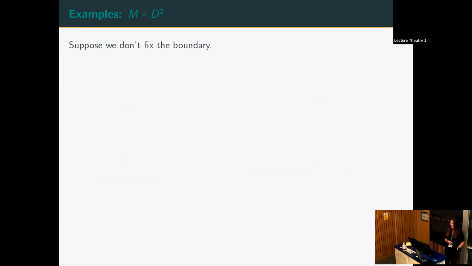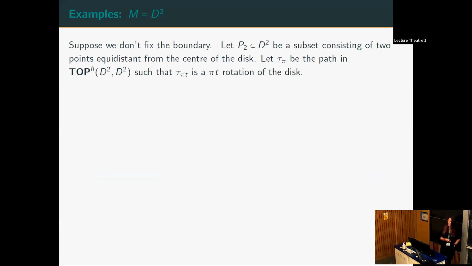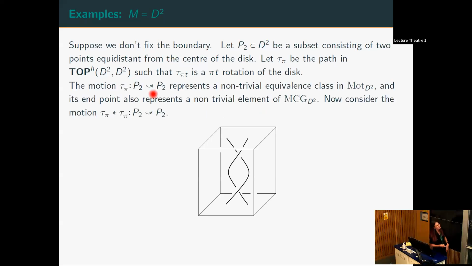I think it's also quite interesting to look at what happens when we don't fix the boundary of d squared. So if we consider the example where we have d squared and we have 2 points in the disk which are equidistant from the center of the disk, then we can consider the path of self-homeomorphisms which gradually rotates the disk by pi. Then we can think of doing this path twice. So we're now rotating our whole disk by 2 pi.